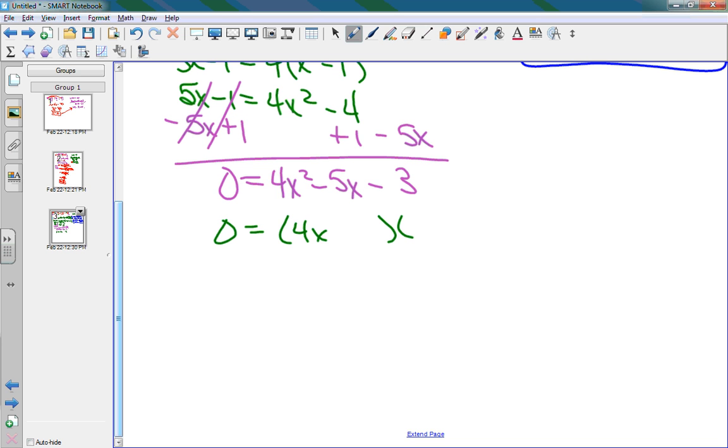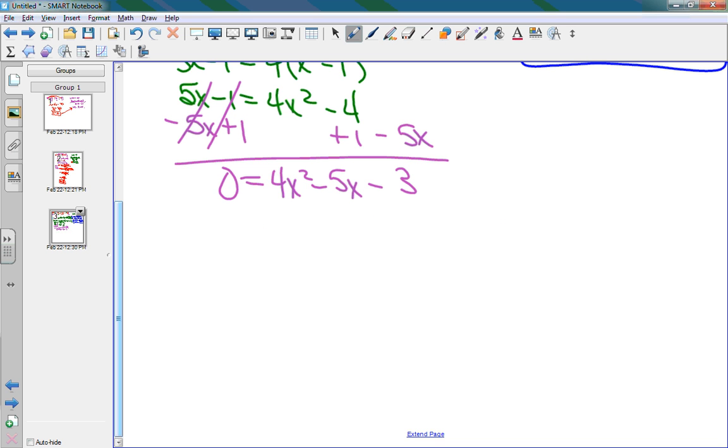4x and x, 1 and 3. Is that going to work? What if I swap the 1 and the 3? Is that going to work? So what can you conclude? No factor. I can't factor it, but I can use the quadratic formula.